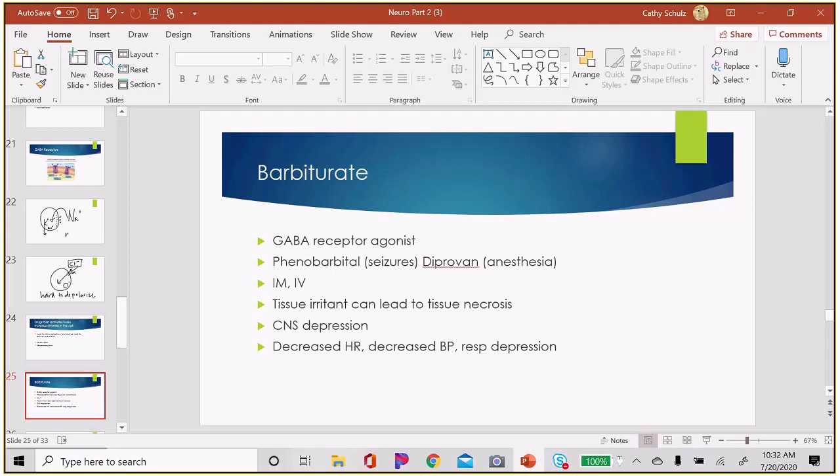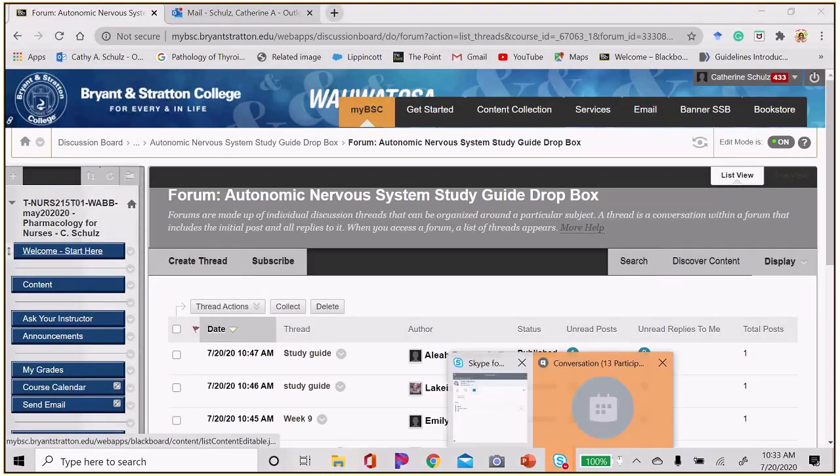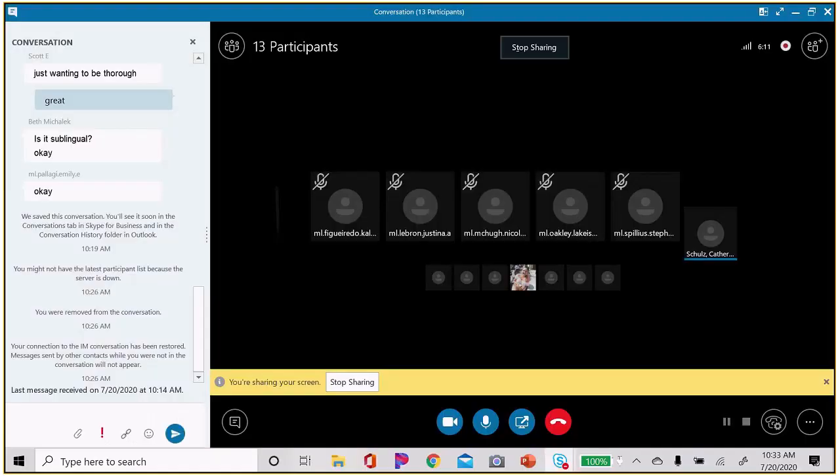The first family of GABA receptor agonists, or acting like GABA on the receptor to allow chloride to quickly go into the cell. Oops, somebody is asking a question. Oh, I thought someone was asking a question. Never mind.